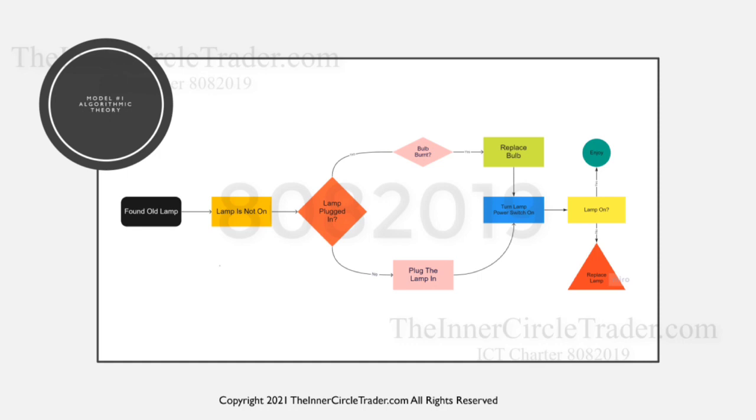If you check to see if the lamp is plugged in and it's no, then you plug the lamp in. Then you go to turning the power switch on, and does the lamp come on? If it's no, then you replace the lamp. So there's a process that you can go through that leads to an outcome. Trading is just like that.